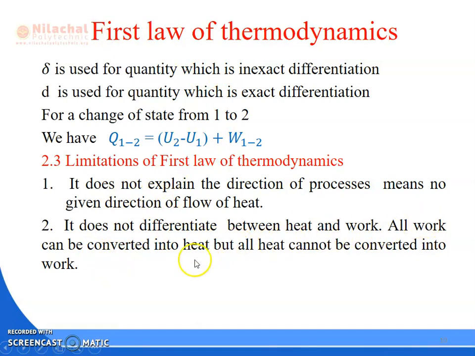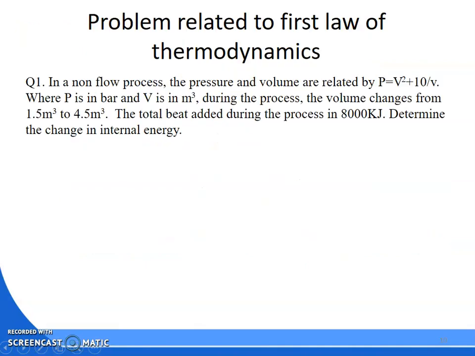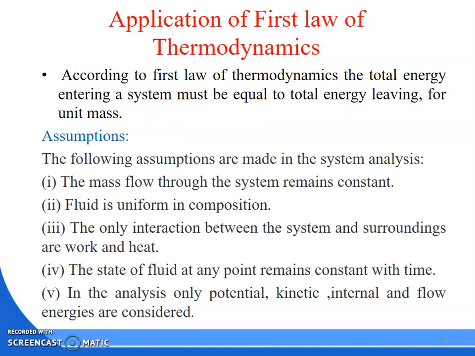Second, it does not differentiate between heat and work. All work can be converted to heat, but all the heat cannot be converted to work. This is also a dissimilarity of heat and work. So these two are the limitations of the first law of thermodynamics. We will discuss this problem later, after completion of the first law.